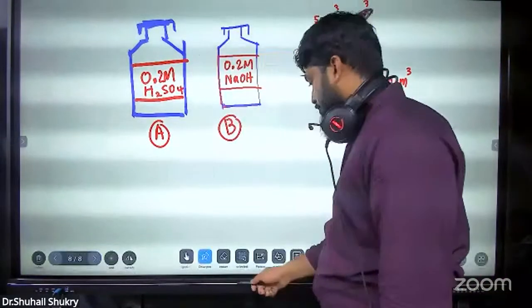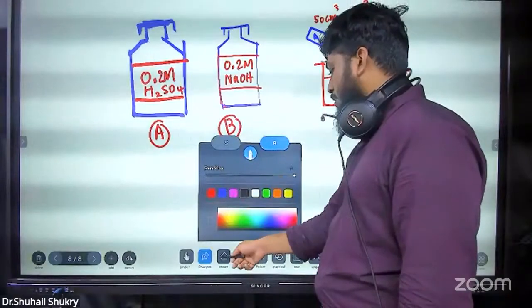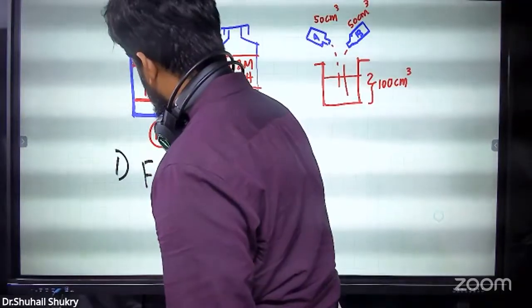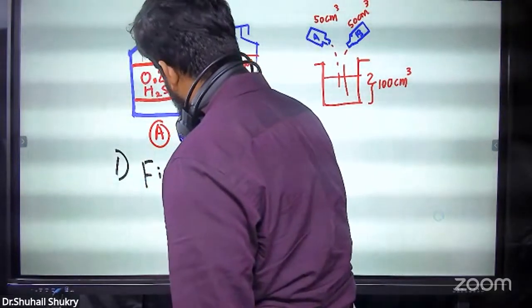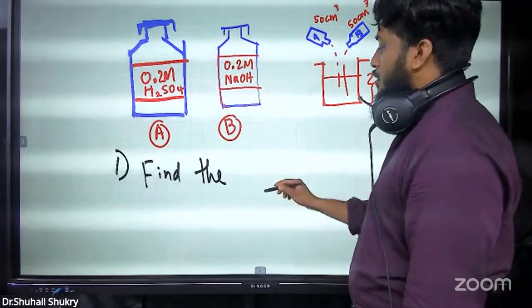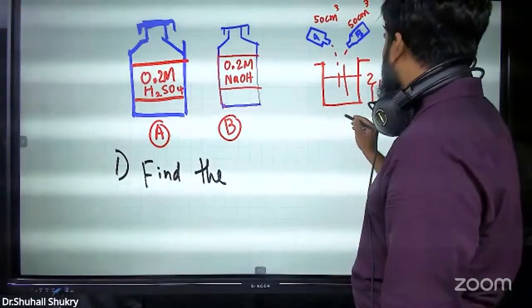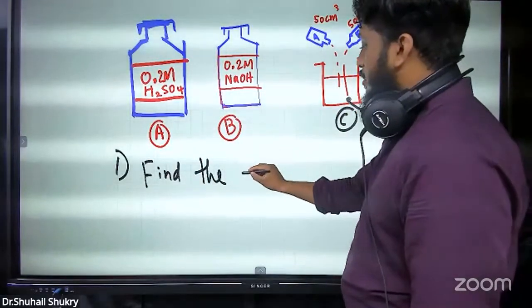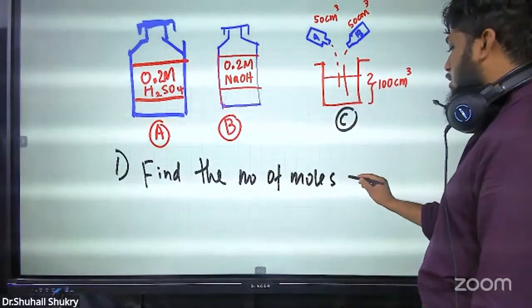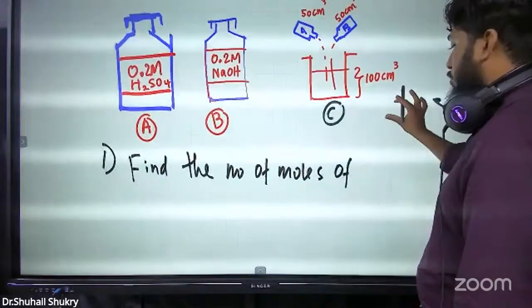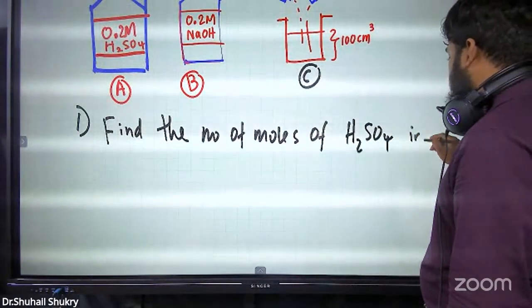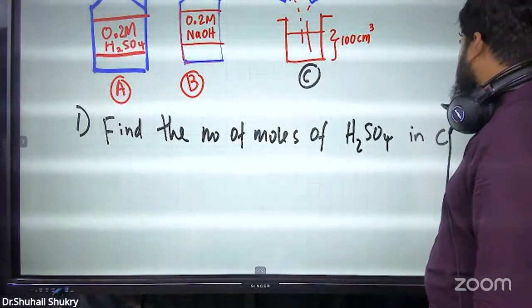Question number 1. They will ask, find the number of moles of H2SO4 in C. This is the first question.